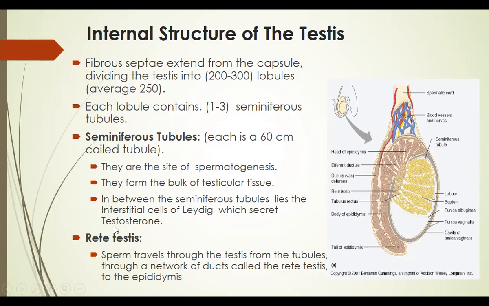Now coming to the rete testis. The sperms travel from the tubules through a network of ducts called the rete testis to the epididymis. You see here, all the seminiferous tubules join at this junction where they connect with each other and form a network. This is called the rete testis, before opening into the epididymis.